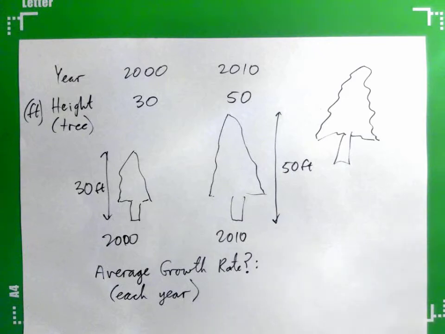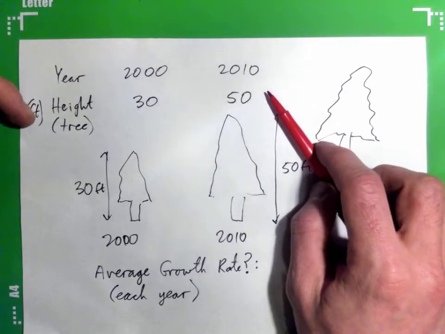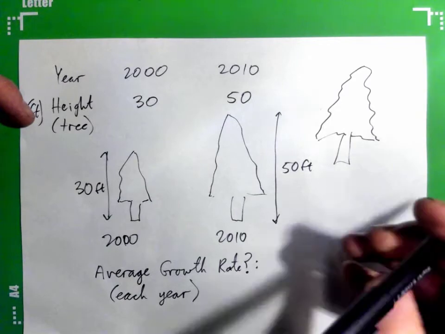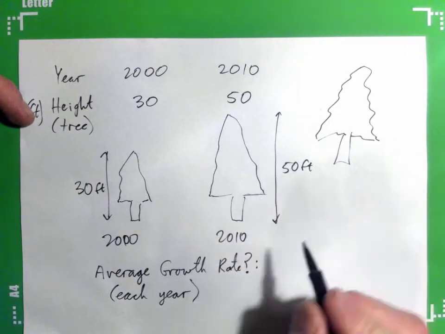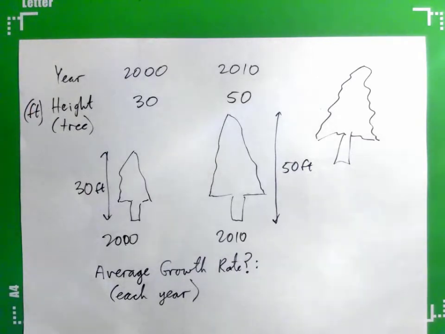Right, so let's do this then. So year 2000, we have a tree and its height is 30 feet. By the year 2010, the tree is 50 feet high. So it has grown from 30 feet to 50 feet. And what I want y'all to figure out is, what is the average growth rate per year, or each year? Like, what's the average growth rate per year?